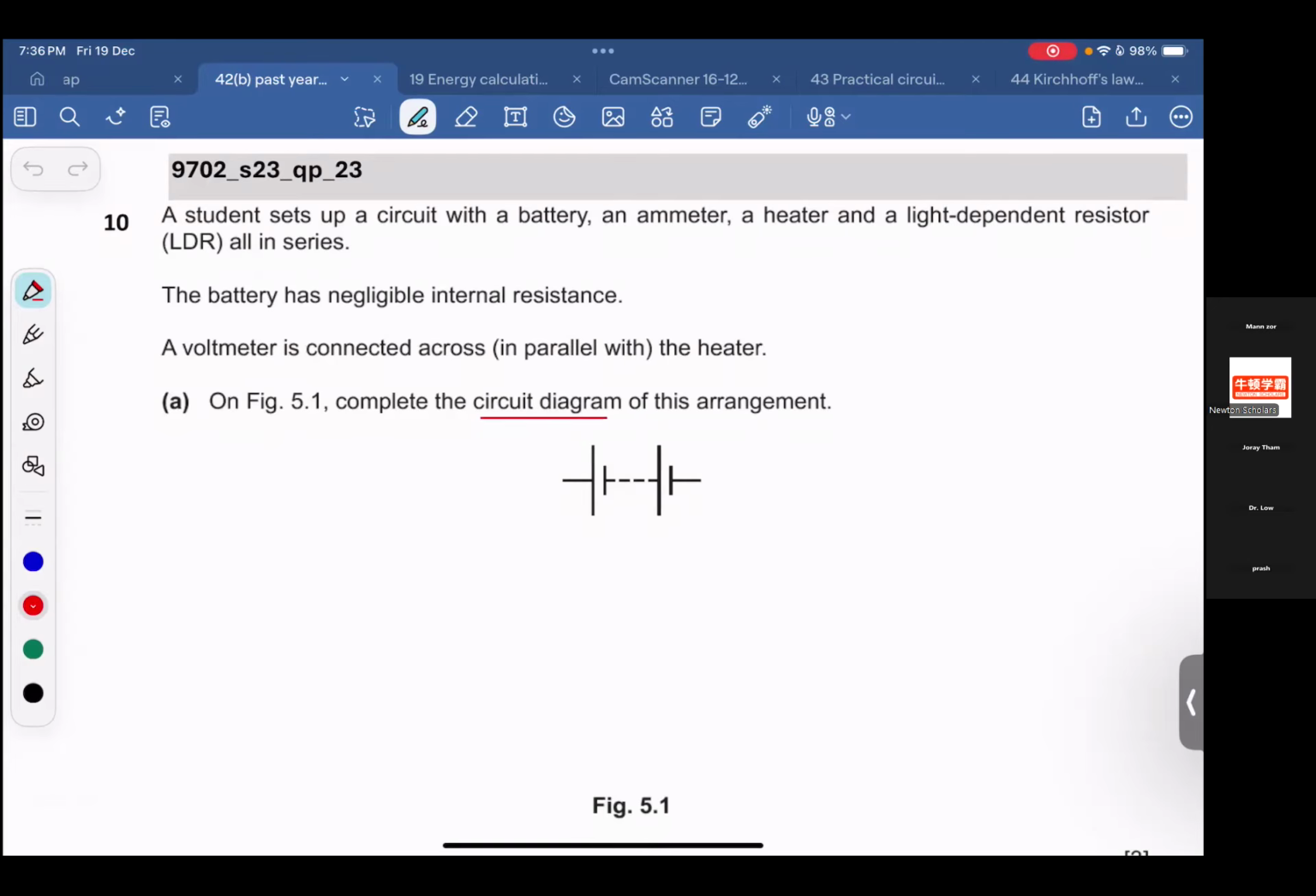Okay, lesson number 43, we were having a list of symbols. But even without the list, we are also able to answer this question, because in our year 10, year 11 and form 5, we learned all the symbols. We learned the symbols for the ammeter, voltmeter, heater, and LDR. We already know about this. Okay, so we should be able to answer this question.